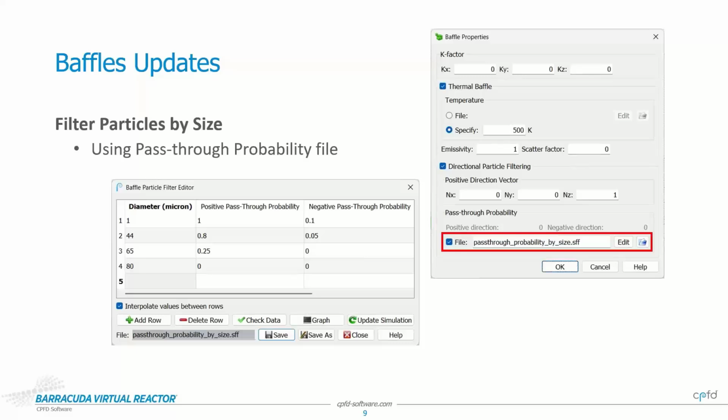It's similar to a PSD file in that particle size is present and there is no time dependence. Each particle size is specified along with positive and negative pass-through probability values. There's no limit to the number of rows that can be used, and there's the option to interpolate between rows in cases where you want to do that.